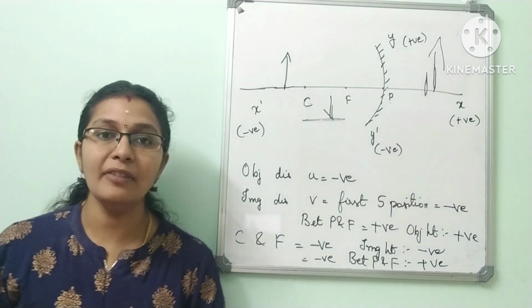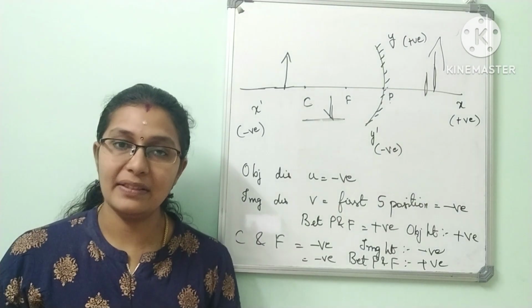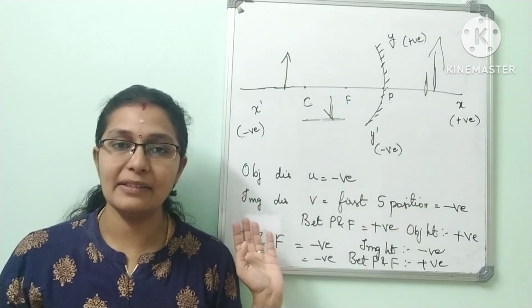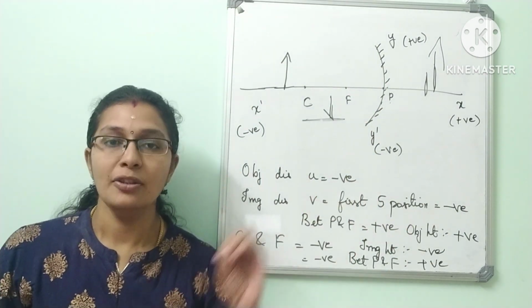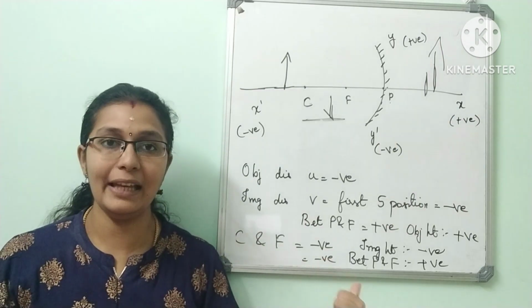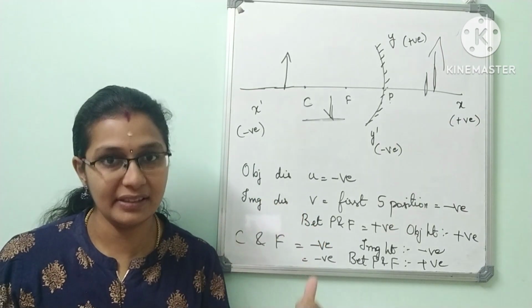So first thing, whenever you see a question based on concave mirror, first draw this diagram. Plot x, x dash, y dash. So you will have a clear-cut idea how sign is used. Clear? So object distance is always negative.